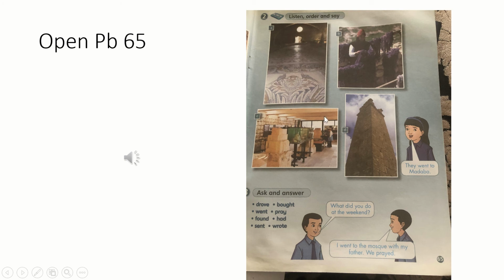So if we want to number the pictures, this is number 1, this is number 2, this is number 3, and this is 4. Okay. Now I want you to open your activity book, page 62. Look at the words in the box. Of course, we are not going to use only these words. We have to add more words to make sentences. Look at these 2 words, went and Madaba. We made a sentence. We went to Madaba.